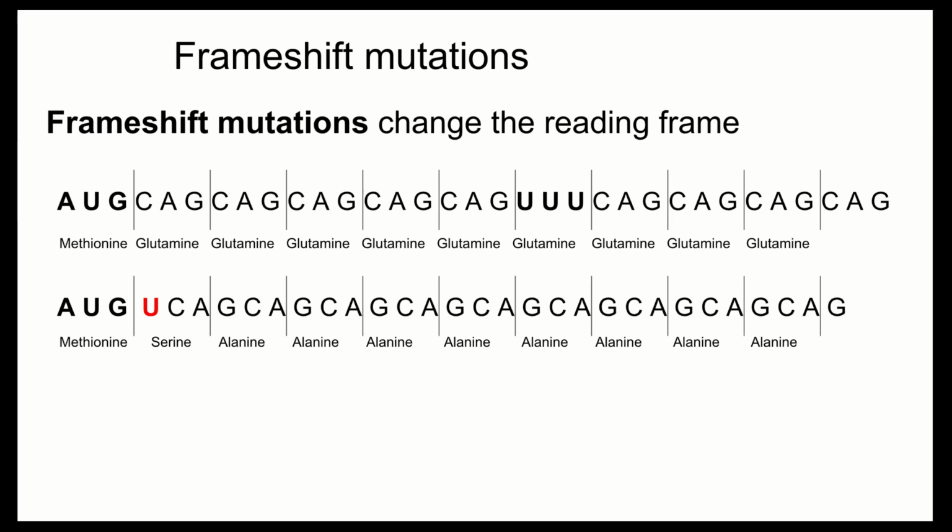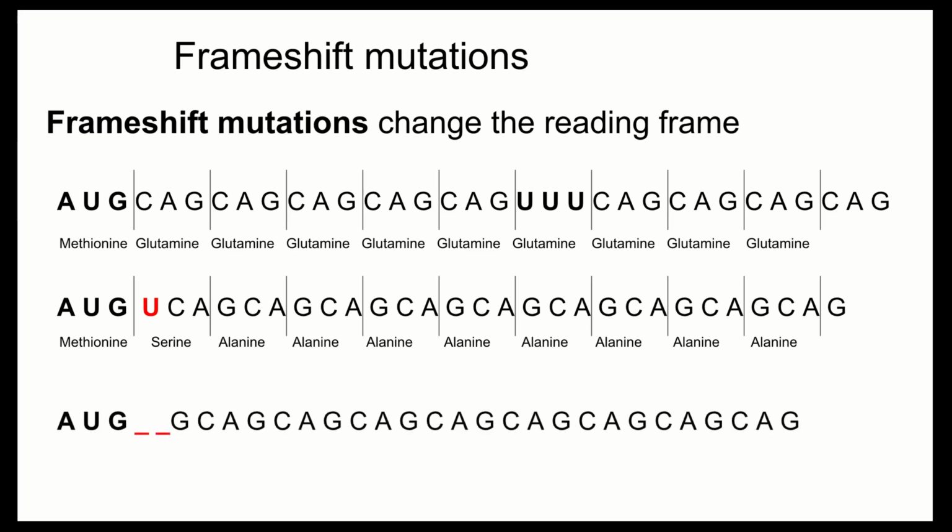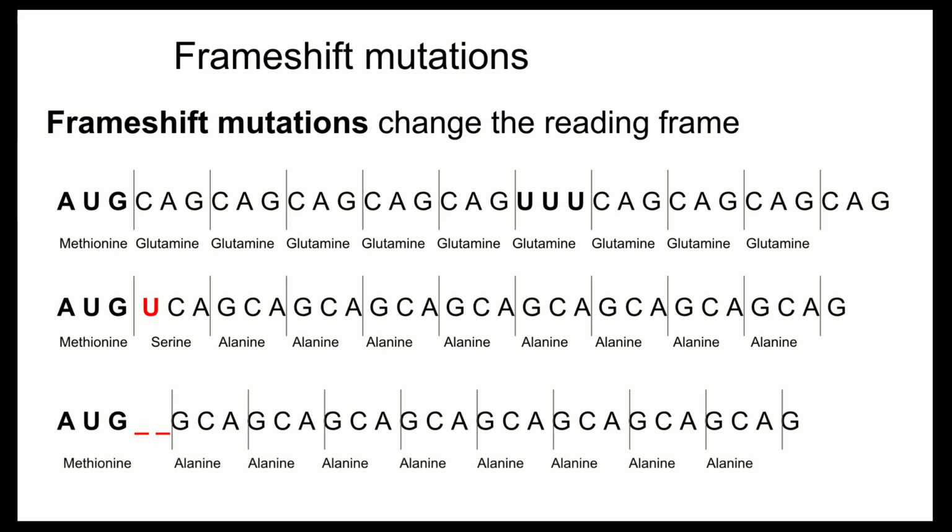Now let's take a look at another type of mutation that can have an effect. We've got our normal sequence on the top, and our sequence with an insertion mutation in the middle. And now here's our third sequence. This is a deletion mutation. I've deleted two bases. I got rid of the C and the A that were right after the AUG. Same deal: I locate my start codon, I divide up my letters into three-base chunks, and I translate them, and now I have a major change. Instead of methionine with a bunch of glutamines after, I have methionine with a bunch of alanines after.